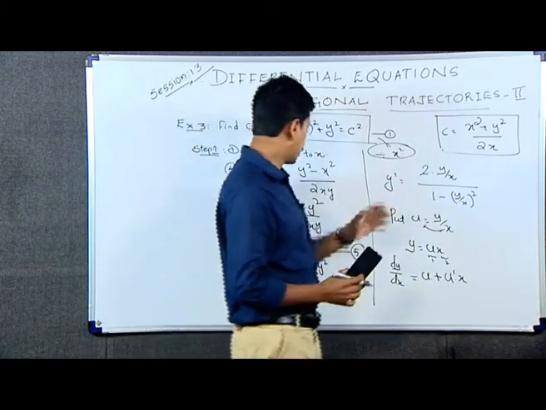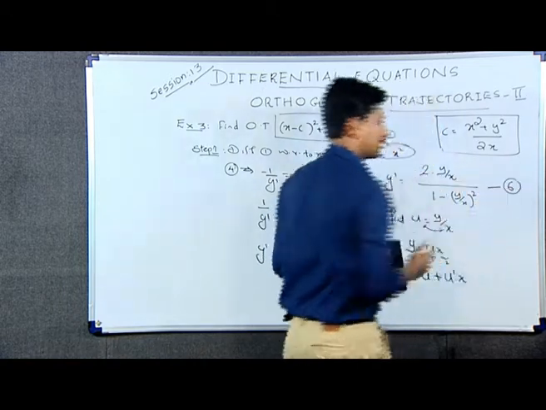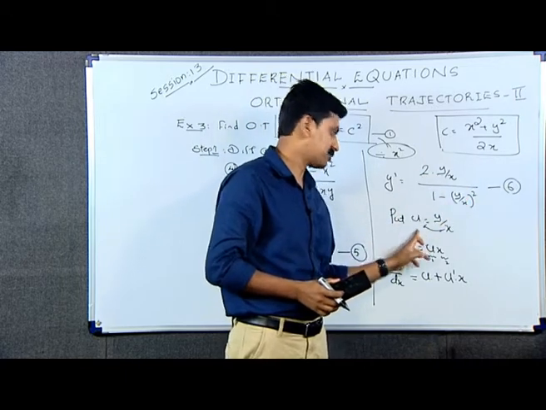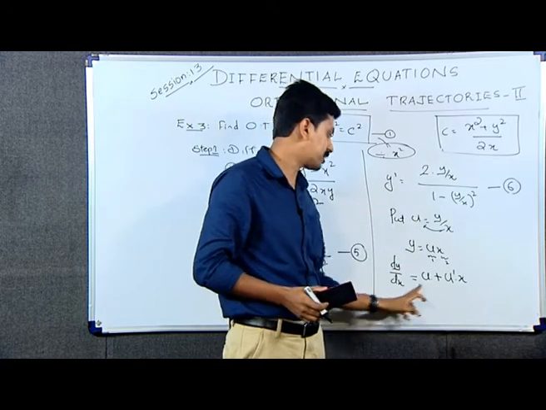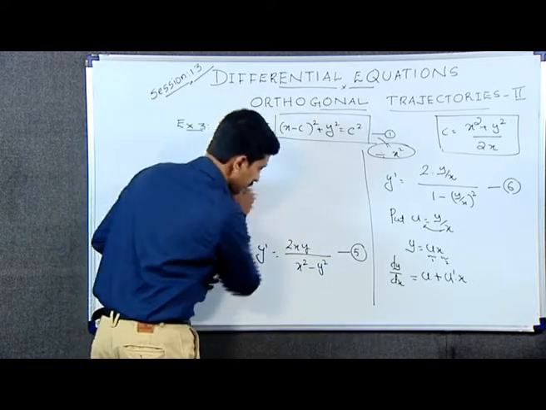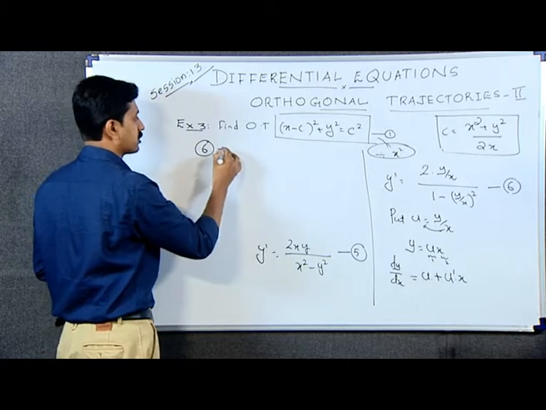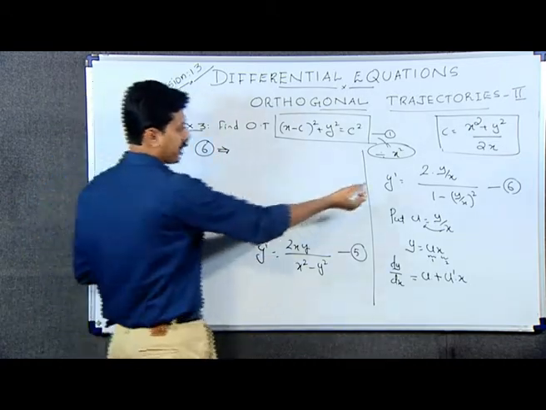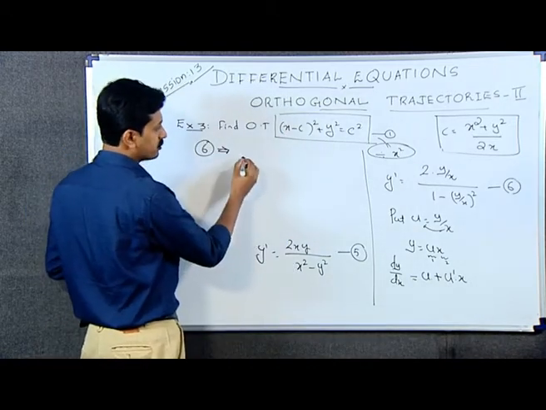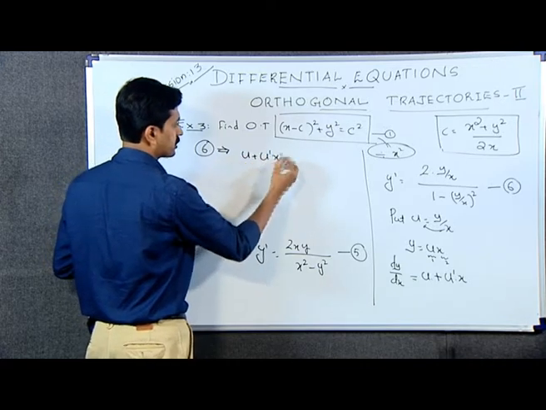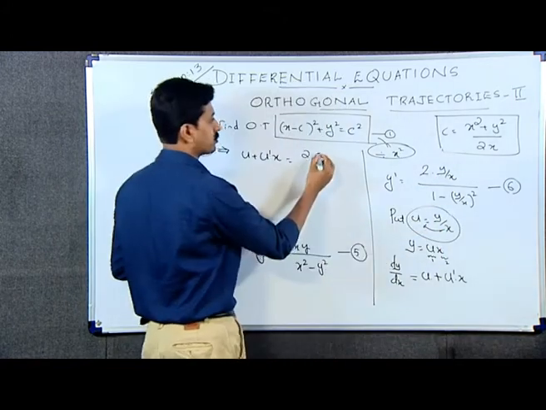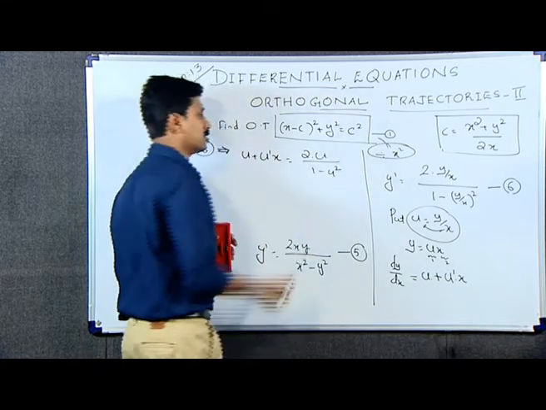I am taking this as equation number 6. In equation number 6, we can replace y by x as u, and y dash, that is dy by dx, as u plus u dash x. Therefore equation 6 becomes: instead of y dash we replace like this, y dash is equal to u plus u dash x is equal to 2 into, replacing y by x as u, therefore 2u divided by 1 minus u square.